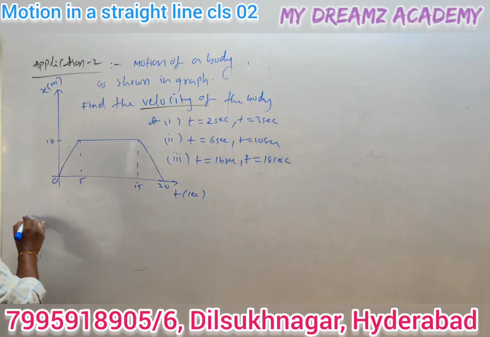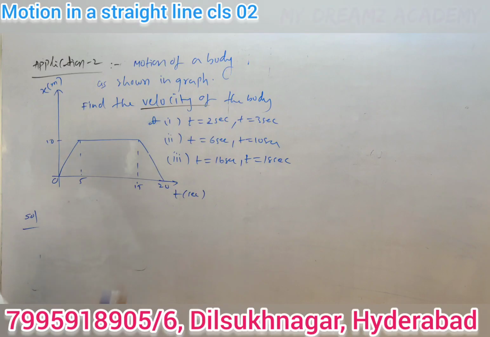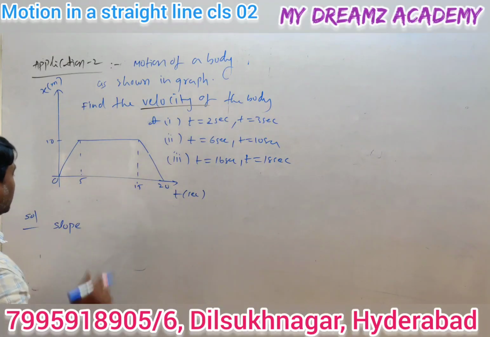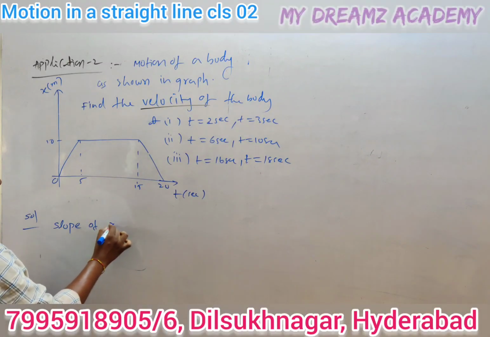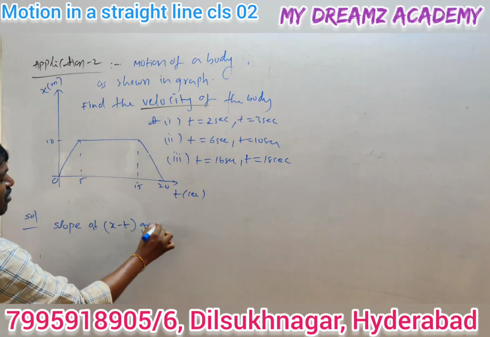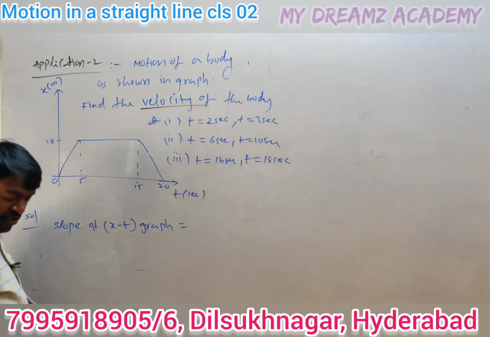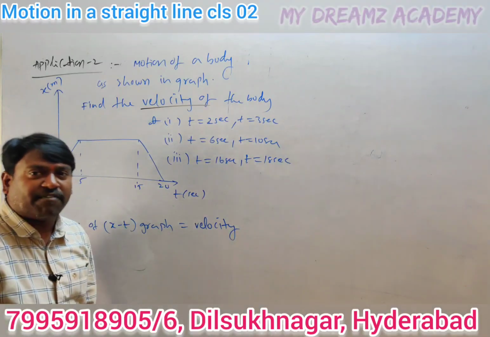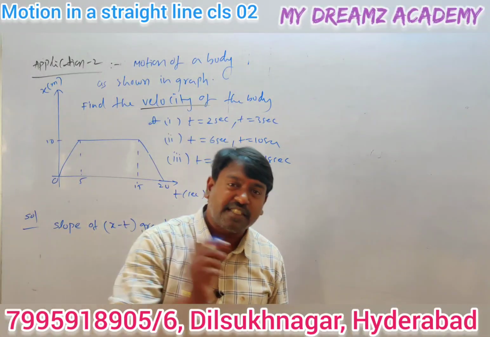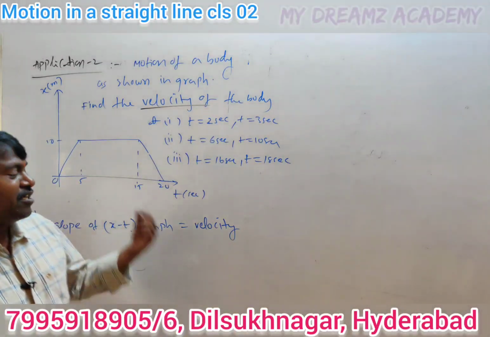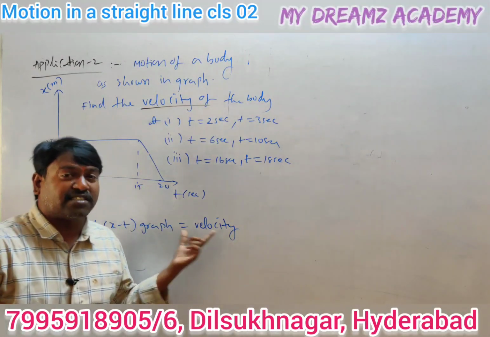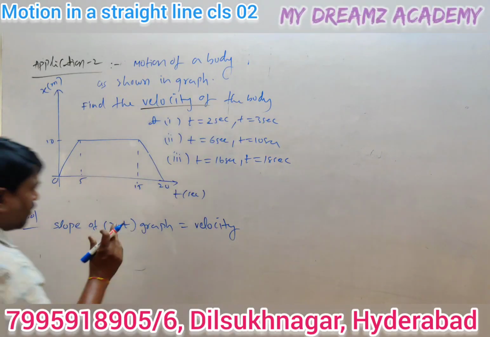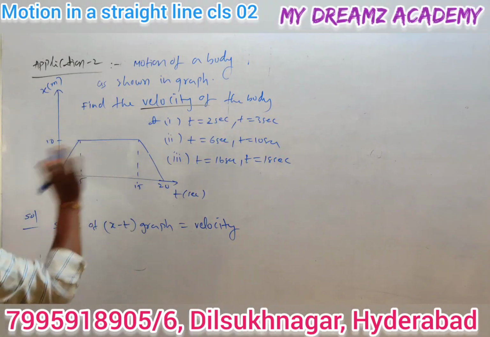We have already discussed this in application 1. The slope of the x-t graph, in the last case we got the slope of the x-t graph equals velocity. Here x means displacement, t means time. The slope of the x-t graph is the velocity. So if we measure the slope of this graph, we can find out the velocity.